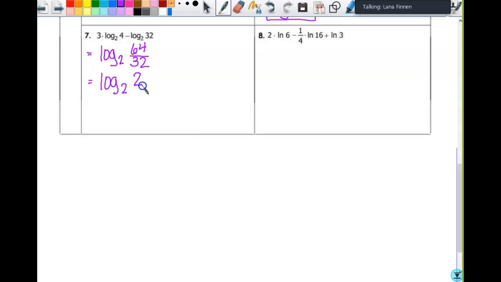All right, did you get down to log base 2 of 2? Can I take it any farther than that? What is log base 2 of 2? 1. So in the end, that is just 1.